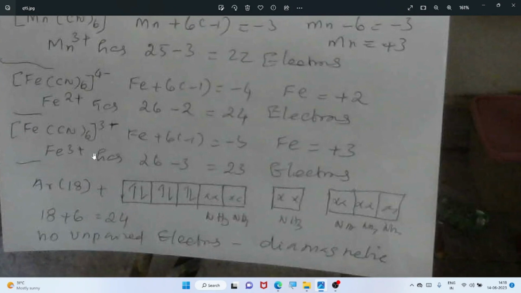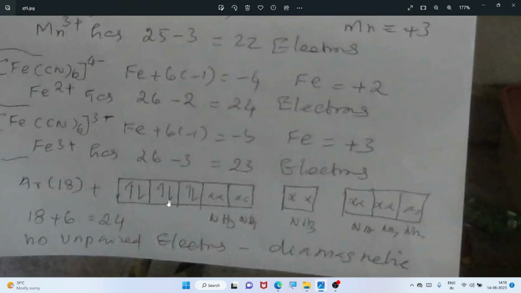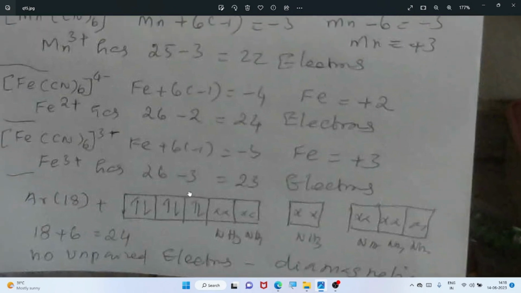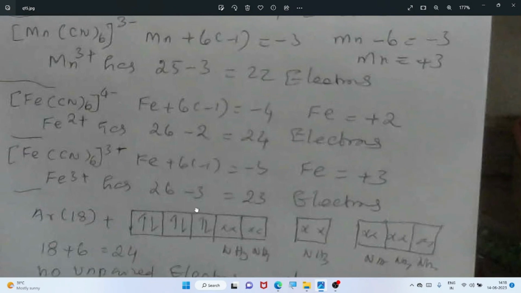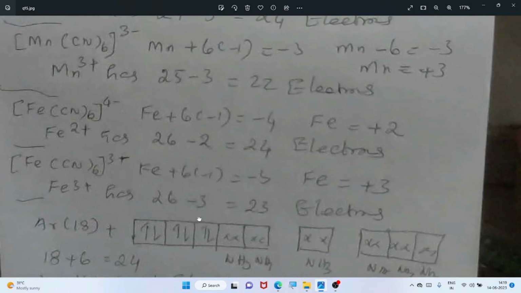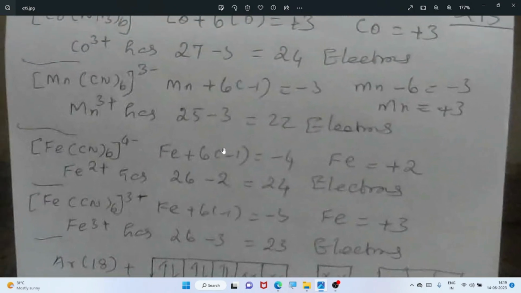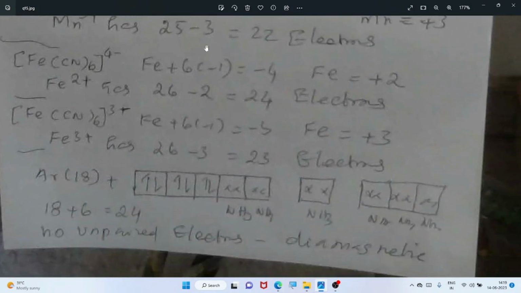Here you see 18 plus 6 electrons. So the 6 electrons are paired, so no unpaired electrons. See NH3, NH3, NH3, there are no unpaired electrons, so they are diamagnetic. If you take the other ones, they will have unpaired electrons. So this is the d orbital, this is the s orbital, this 3d.